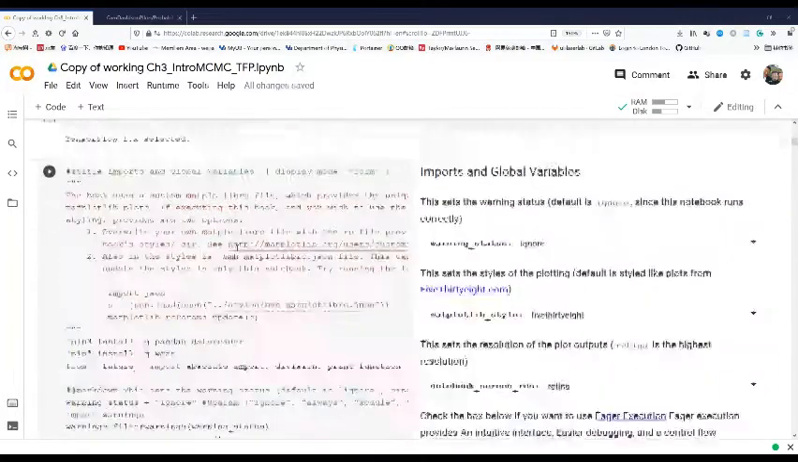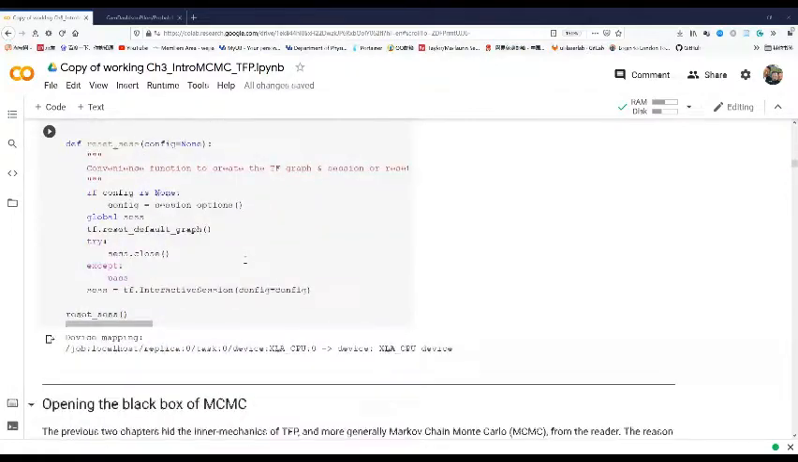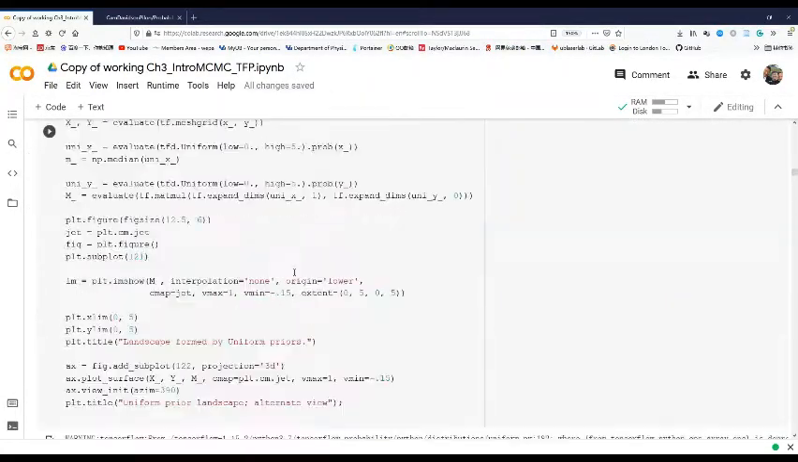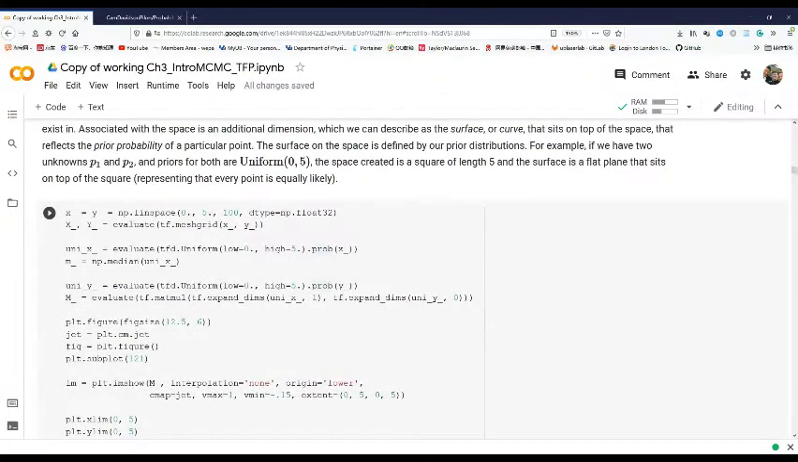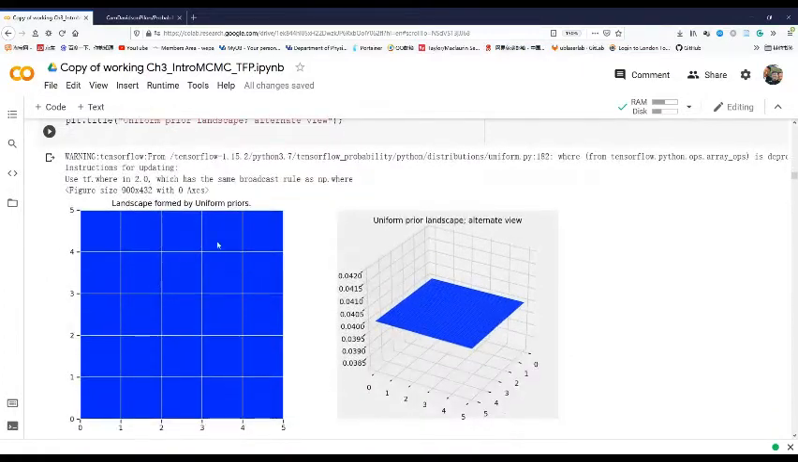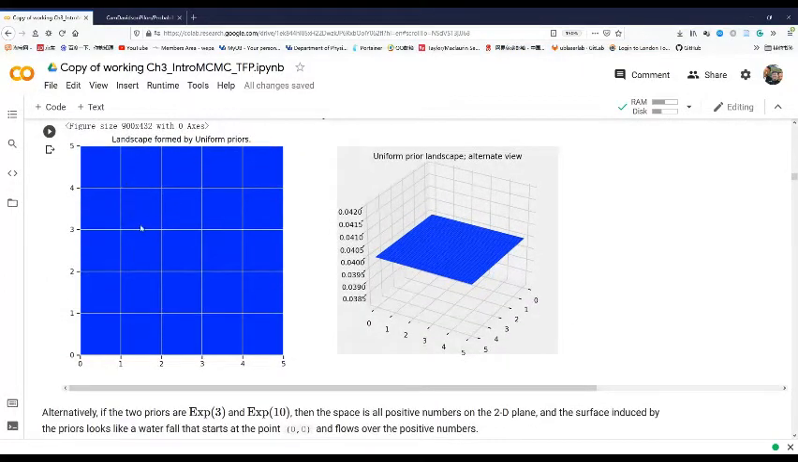The first topic today is to get familiar with the Bayesian landscape. We first generate some uniform distributions on variables x and y, and here we can see it's basically a constant because it's uniform distribution, and both are from 0 to 5. We can also visualize that in a 3D space, so that's like a top surface of the space.